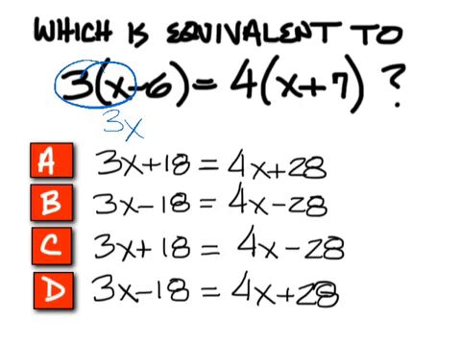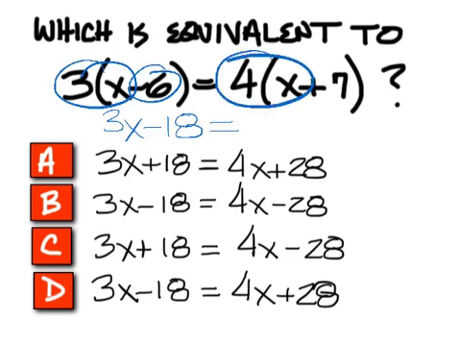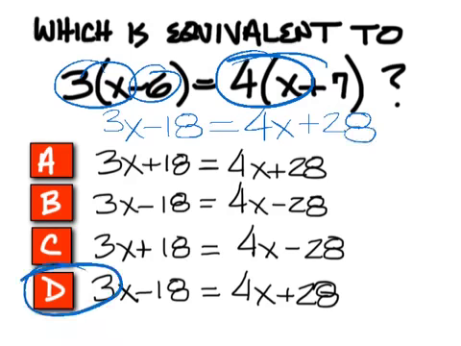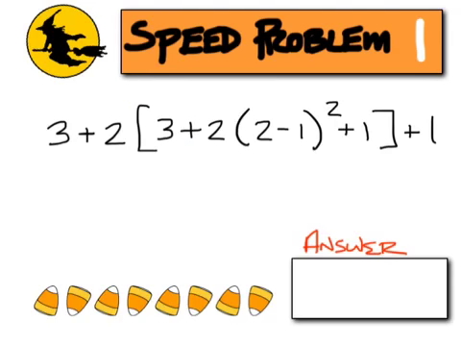3 times x is 3x. 3 times a negative 6 is negative 18, and in this case it's minus 18. And 4 times x is 4x. 4 times a positive 7 is plus 28. It should be D.